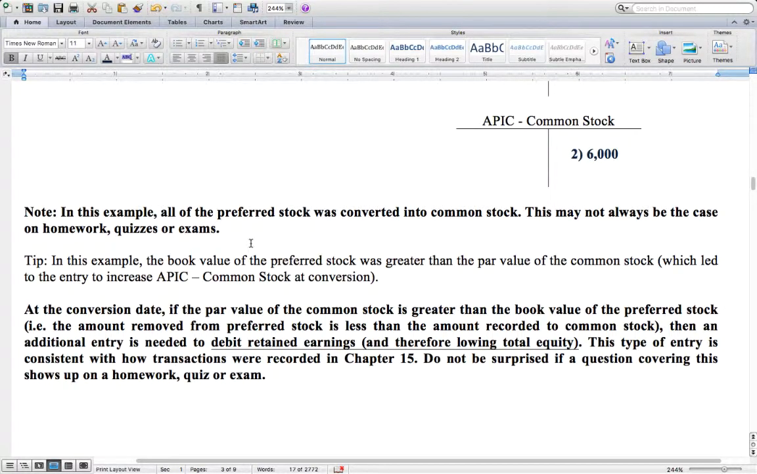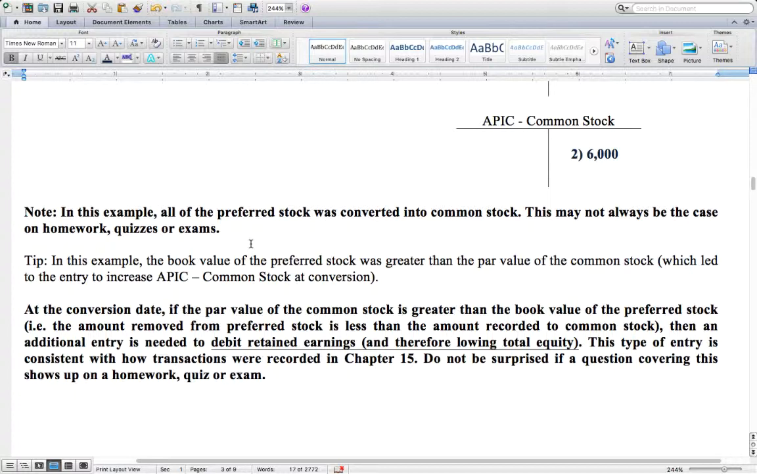Please note that in this example we converted all of the preferred stock, but this may not always be the case. Additionally, I would like to point out that in this example, the book value of the preferred stock was greater than the par value of the common stock, which is what led to the entry to increase the additional paid in capital of common stock at the conversion.